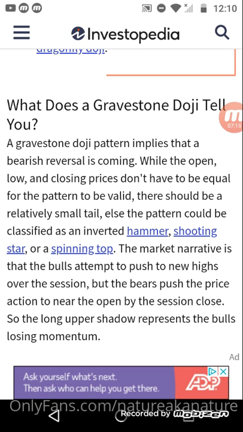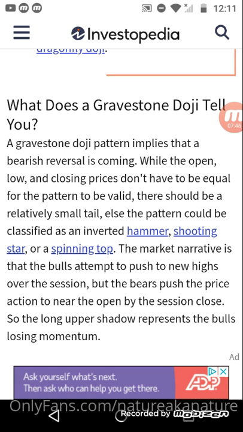Usually, hammers and shooting stars are not dojis. These are considered single candlestick patterns. So we're going to talk about that next. But the market narrative is that the bulls, the buyers, attempt to push to new heights over the session, but it closed at the bottom. So that means that the bears, the sellers, were able to push price action back from the opening to close the session at the bottom.